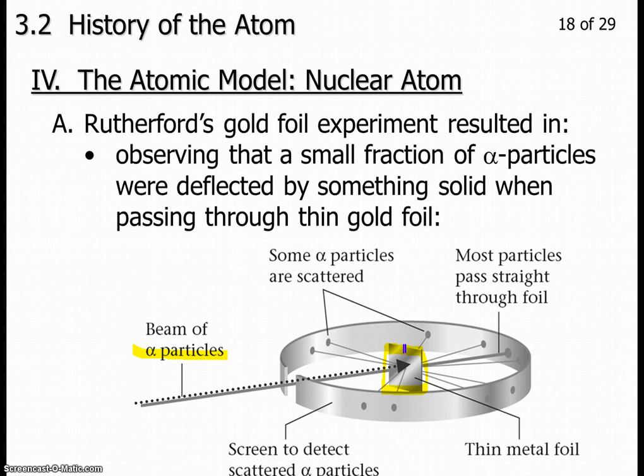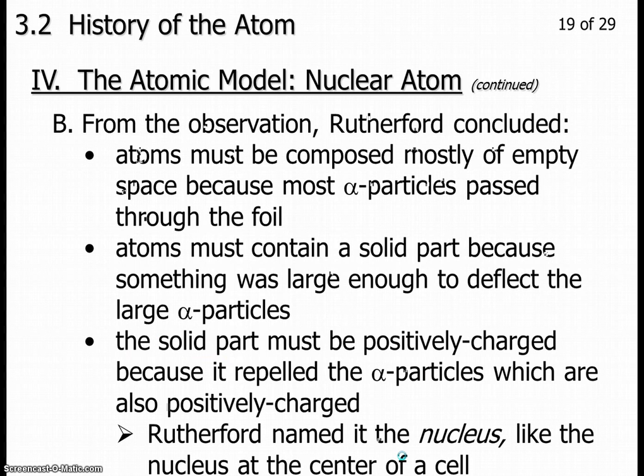And if the atom is mostly empty space like a cloud, as had been proposed by the plum pudding model, he would expect that all of these alpha particles would pass straight through. However, he found that a fair number of them were scattered and deflected, as were detected by this screen he had set up outside of the gold foil. This led to a number of conclusions.